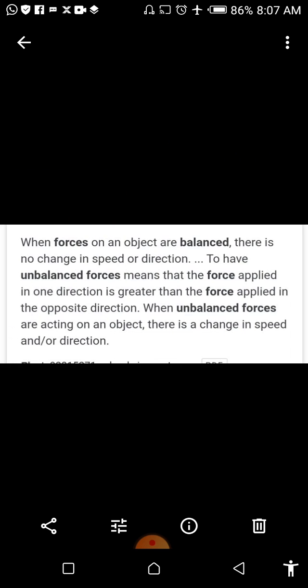Then you have read about balanced and unbalanced forces, and I have told you that if the forces are balanced, there will be no change in speed or direction. Clear? Because balanced forces are the same in magnitude but in opposite direction, whereas unbalanced forces are not the same in magnitude. On one side the force is increased and on the other side the force is less. Clear? That's why change in speed or direction takes place.